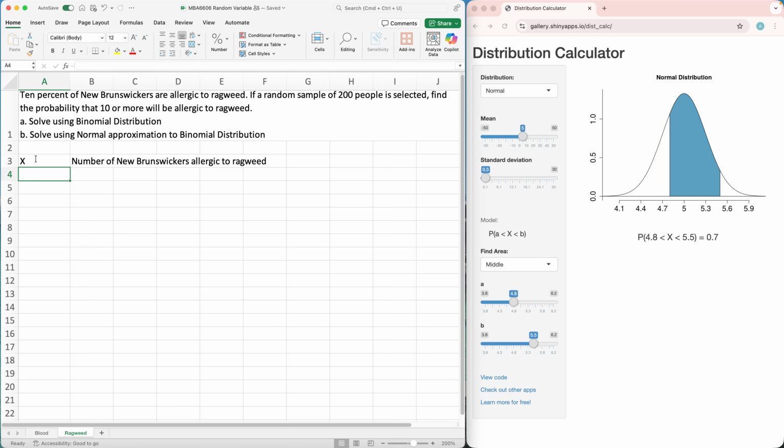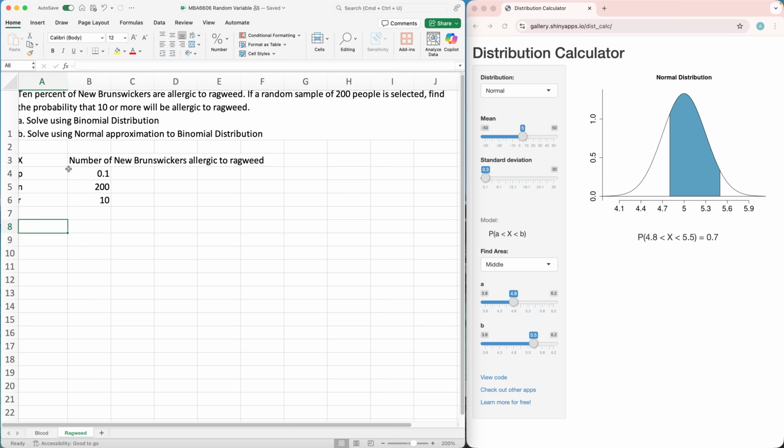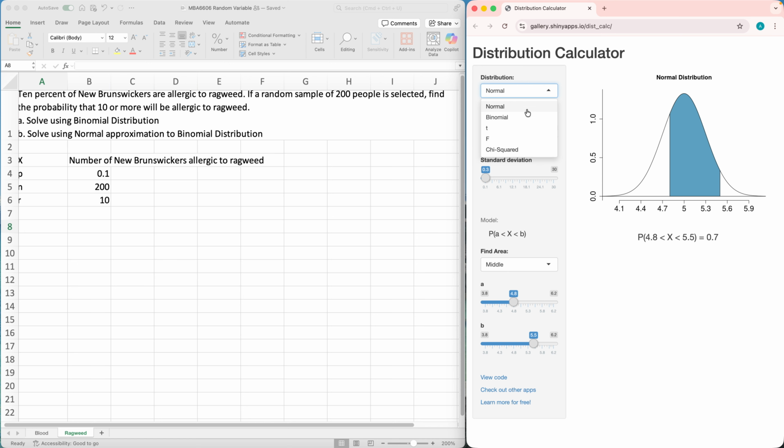All right, we know that 10% of the people are allergic, 0.10, and our sample is n equal to 200, and we are looking for a probability of 10 or more, so r here is 10. Now we want to calculate the binomial probability of it. Let's solve it using binomial, and then we will solve it using normal approximation to binomial. So let's switch to binomial.